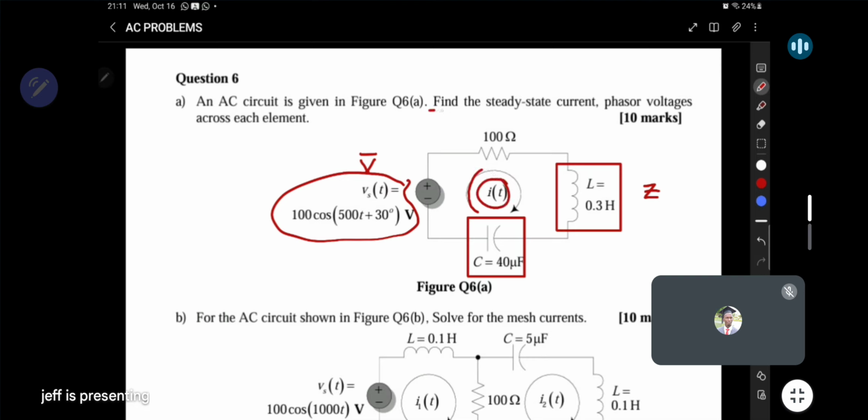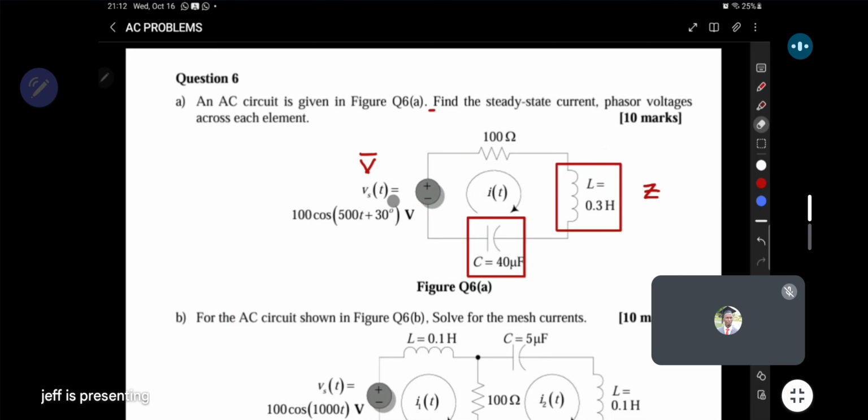What did I say? Find the steady state current. Steady state current, this is the IT one. Then after that, they also want us to get the phasor voltage across each element. So we want to get current through each element. They are in series, so the same current will be passing through all these elements. But they also want us to get the phasor voltages across each element. So what will be the phasor voltage here, there, and there. So how do we do all this?